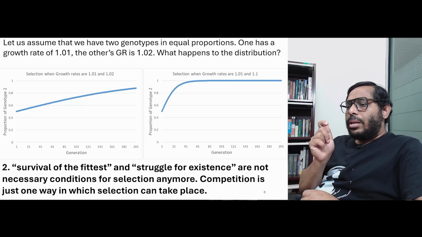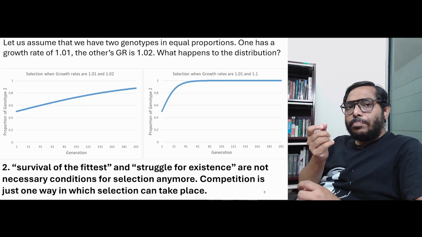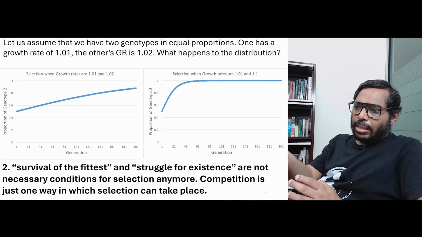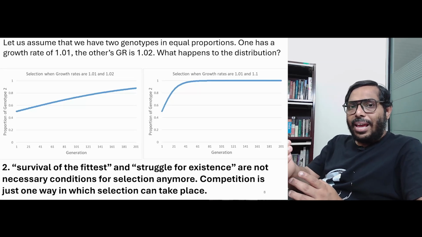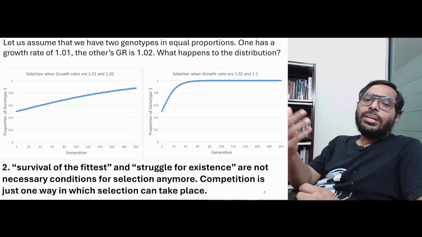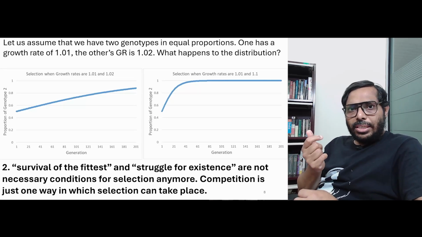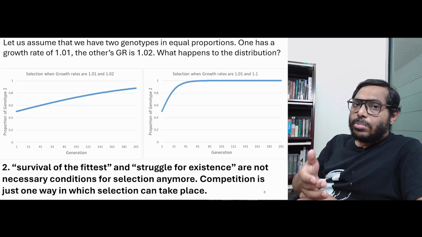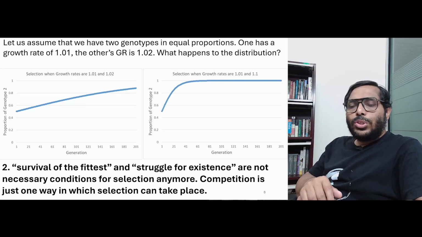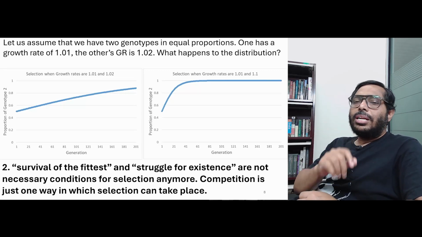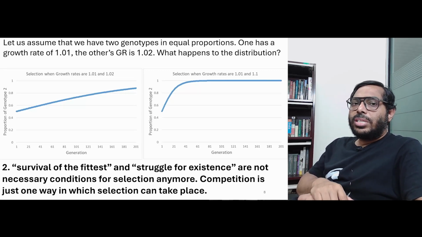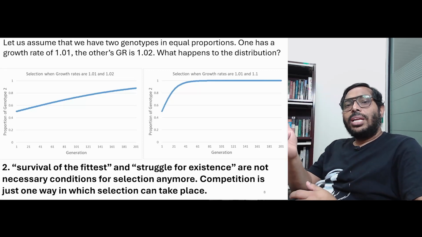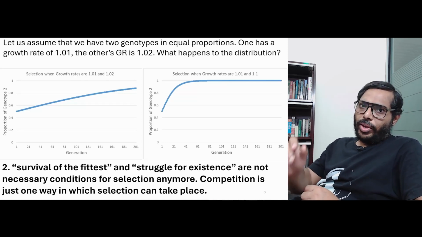Similarly, there is no concept of survival differential necessarily. If you look at it, at the end of 200 generations, both the groups are there, and yet selection has happened, evolution has happened. So, these two conditions, survival of the fittest and struggle for existence, which lots of people think are synonymous to evolution by natural selection, are actually not considered to be necessary conditions for selection anymore. The necessary conditions for selection are the three things that I told you, and competition is just one way in which selection can happen, certainly not the only way.